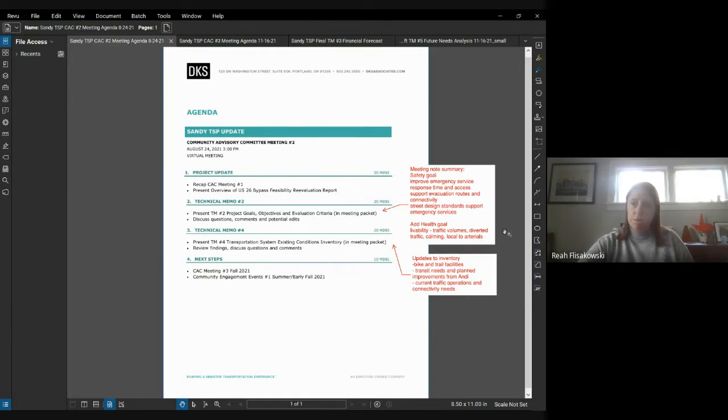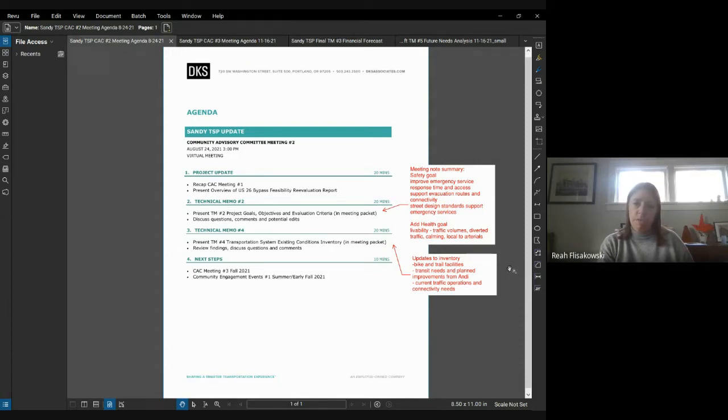And then there was also some discussion and suggestions about adding a health goal related to livability, traffic volumes, traffic calming, those types of things. So we also made a change to that memo to add the health goal too, based on your guys' comments. So Tech Memo 2 has been updated. And then at the last CAC meeting, we also went over Tech Memo 4, which is the existing transportation conditions and the inventory.